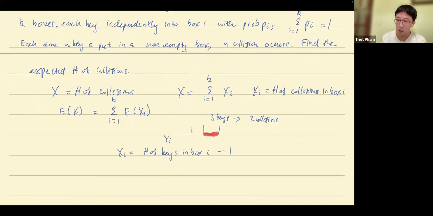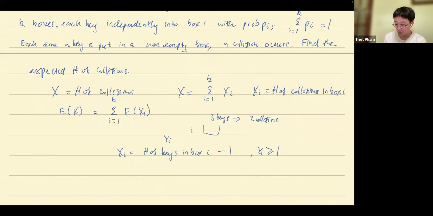Except when you have no key in the box, which is when yi equals 0. Then you cannot subtract 1, because subtracting 1 would mean minus 1 collision, which is weird. So if you have 1 or more keys in the box, then subtract 1, you get the total number of collisions. Does that make sense?